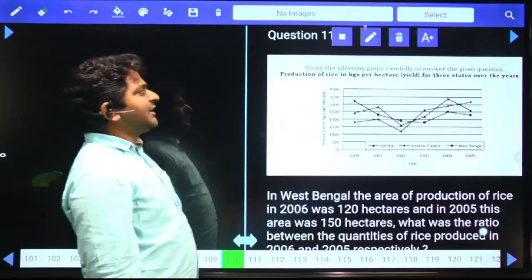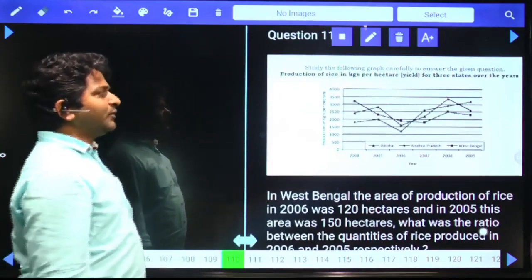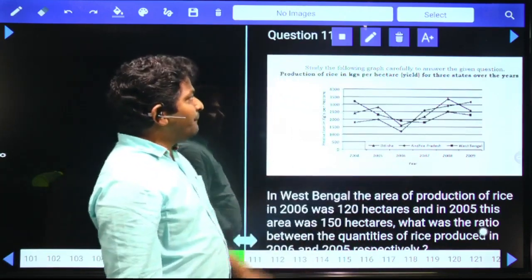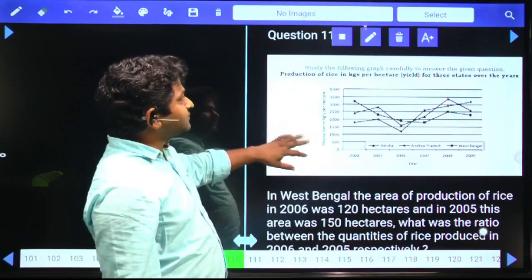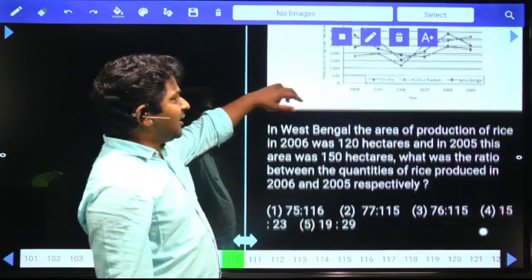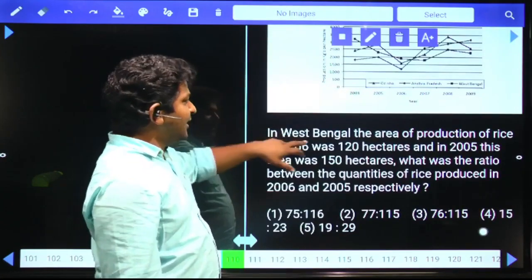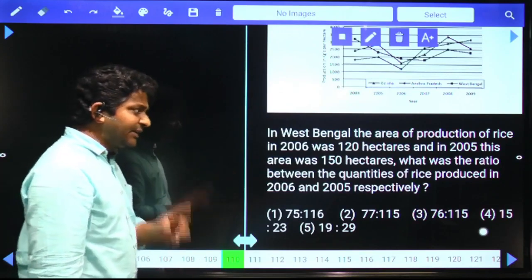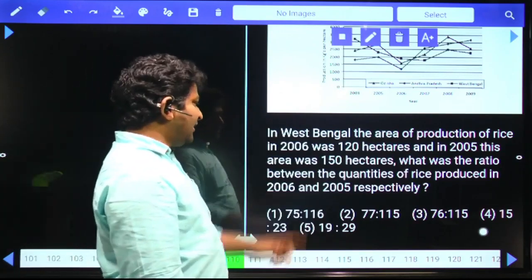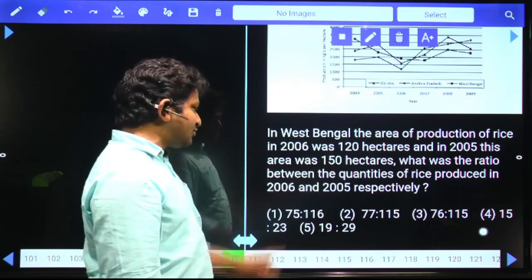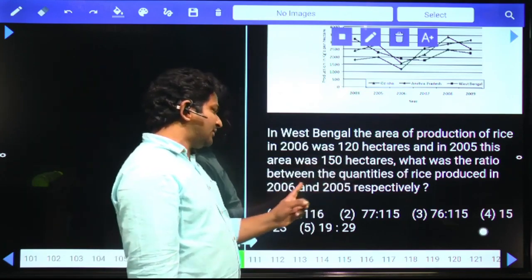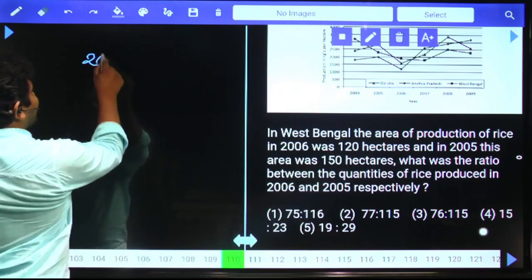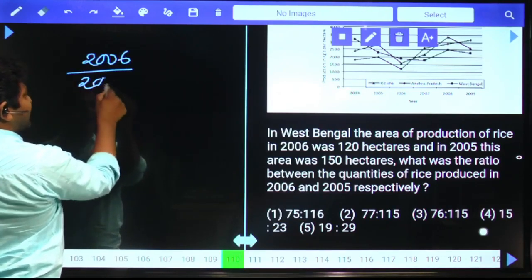Now, production of rice in kgs per hectare for 3 states over the years. Which are those 3 states? Odisha, Andhra Pradesh, and then West Bengal. Per hectare yield is given. Let us not go for the table now; we'll do it when it is required. In West Bengal, the area of production of rice in 2006 was 120 hectares, and in 2005 it was 150 hectares. What was the ratio between quantities of rice produced in 2006 and then 2005?